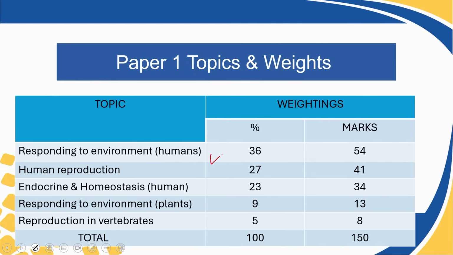First of all, let's look at the overview of the topics and the weightings. The first topic is responding to the environment in humans, which includes the nervous system and the ear, and is the highest weighted topic in our paper. Human reproduction carries the second most marks, whereas endocrine and homeostasis carries 34 marks. Then we have responding to the environment in plants, which includes plant hormones, which is 13 marks, and reproduction in vertebrates, which is only 8 marks.